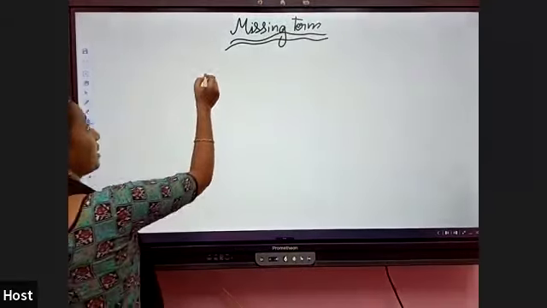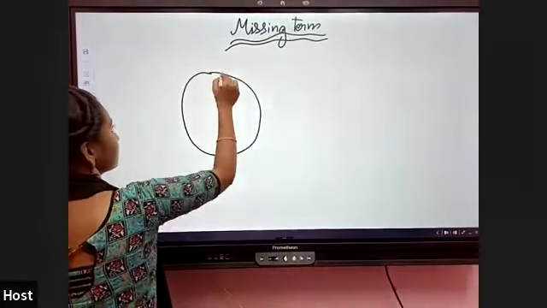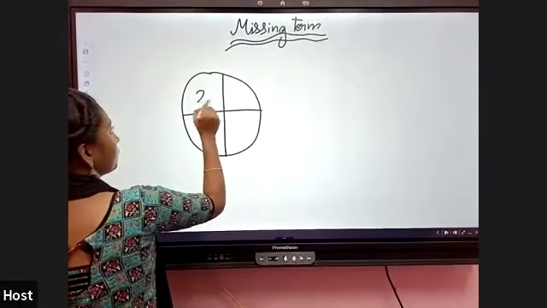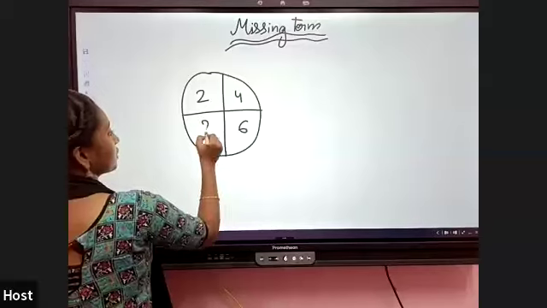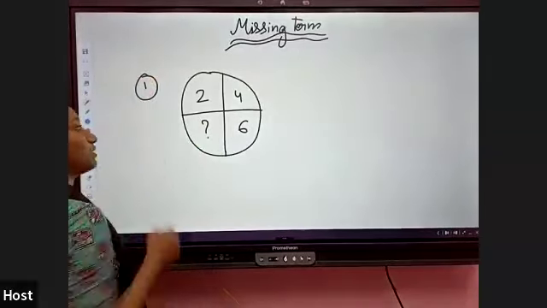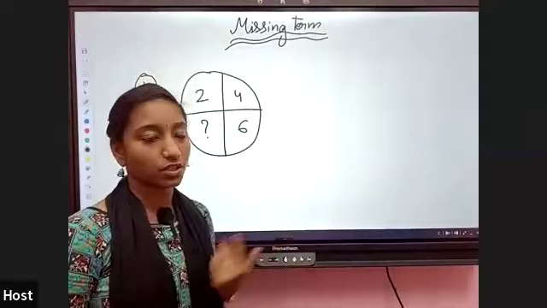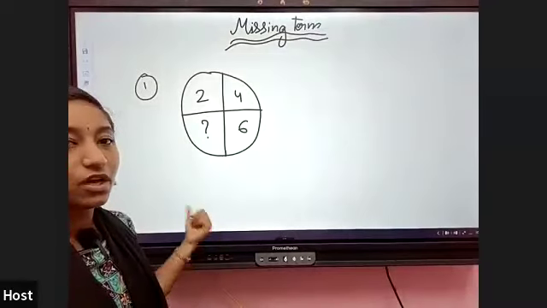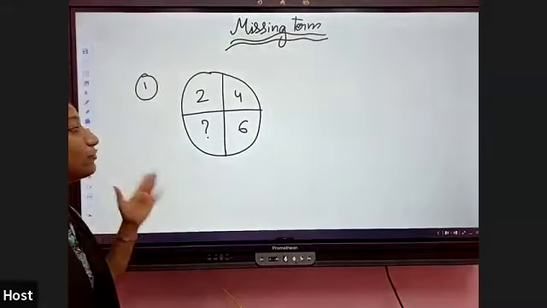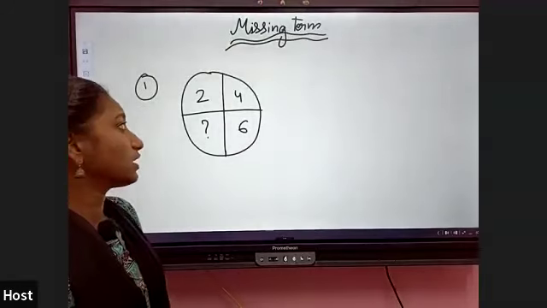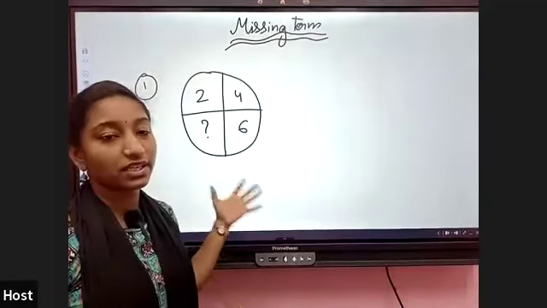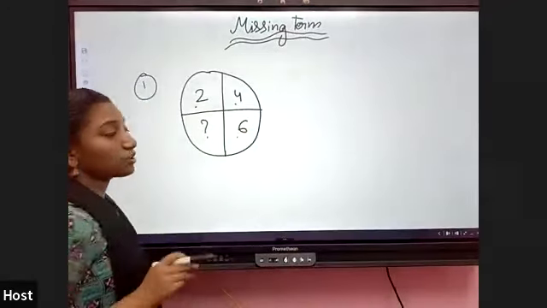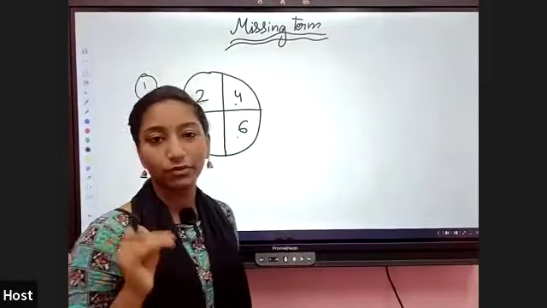For example, there is a figure like this: 2, 4, 6, question mark. Okay. For example, this is the given question. So you should find the term which should be placed in the place of the question mark. So here 2, 4, 6 are given. How can you say which term will come here? So 2, 4, 6, the 3 numbers are also multiples of 2.